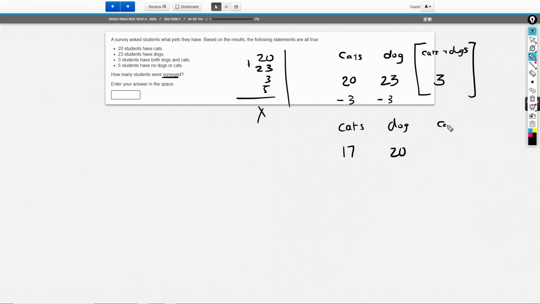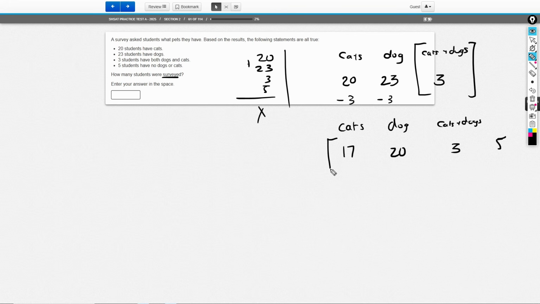So finally, cats plus dogs have 3 people in it, right? These 3 people only belong to this category. They don't belong to the dogs. They don't belong to the cats. Finally, the teacher's going to ask, well, how many people didn't raise their hand at all? 5 people are going to say, I didn't raise my hand at all. Why? I don't have a cat or a dog, right? I don't have any pets.